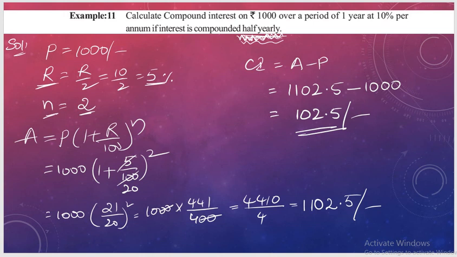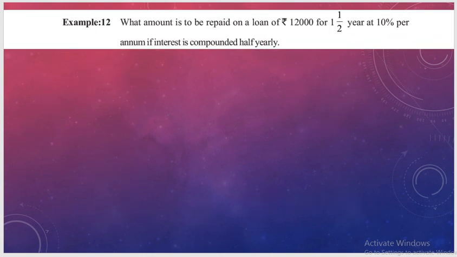Okay, next, moving on to one more question. So what is the amount to be repaid? Here there is no need to find out compound interest, so directly you can find out the amount. Okay, so what he has given: principal is 12,000. Next he has mentioned half yearly, right? So these key points you need to see in the question.